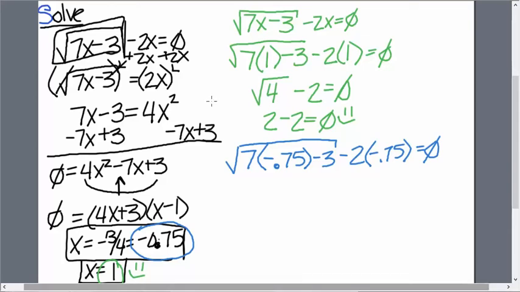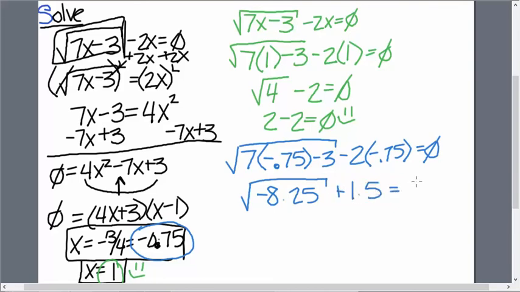Now this is a little bit of fancy calculator work. Right. Not much, but a little bit. So I just plugged this into a calculator. I got the square root of negative 8.25 plus 1.5 equals 0.